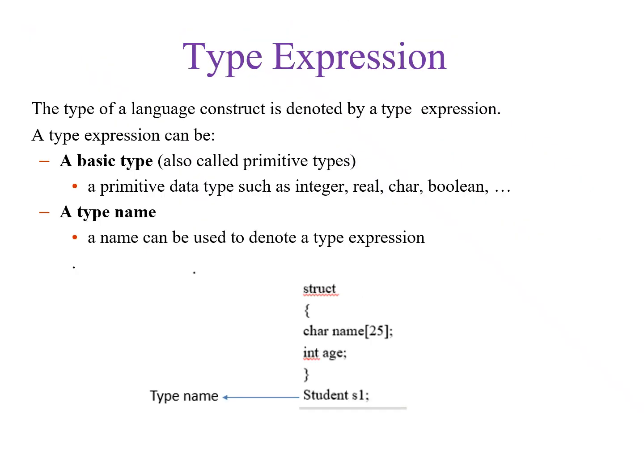Type expression. A type expression is a language construct, which means that it can be a basic type or it can be a type name. Basic type means how the variables are declared, under what data type. The type name can be, for example, if you have created a structure named student S1, this can also come under your type expression. So a type expression can be a basic type or a type name.